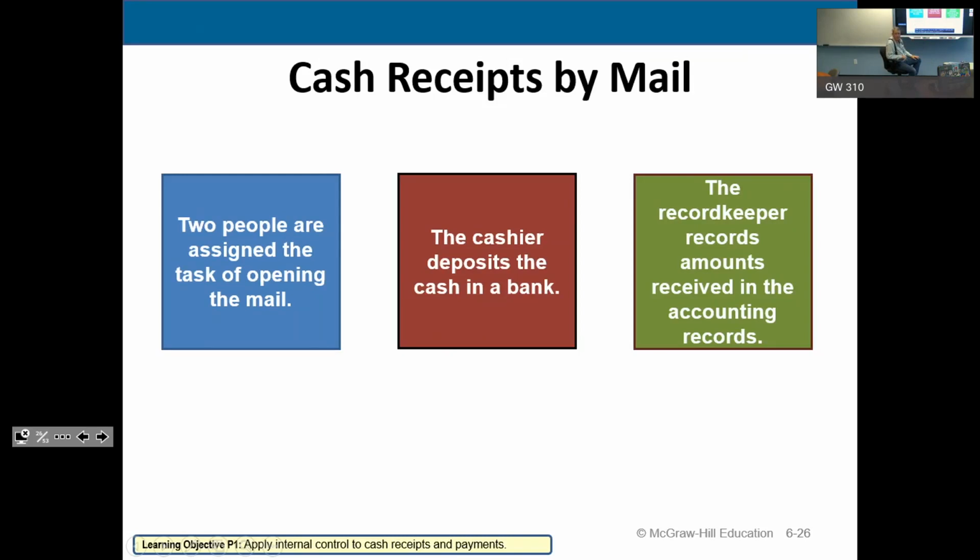Now, did we do it that way? Yeah, the general manager made the deposits. He always liked to get out during the day anyway. It was an excuse to get out.